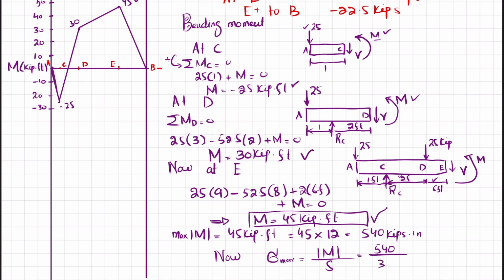So 38.1 cubic inch, and when you calculate it you will get the normal stress comes out to be 14.17 ksi. So the conclusion is that the maximum bending stress is 14.17 ksi. So this is the answer of this problem.